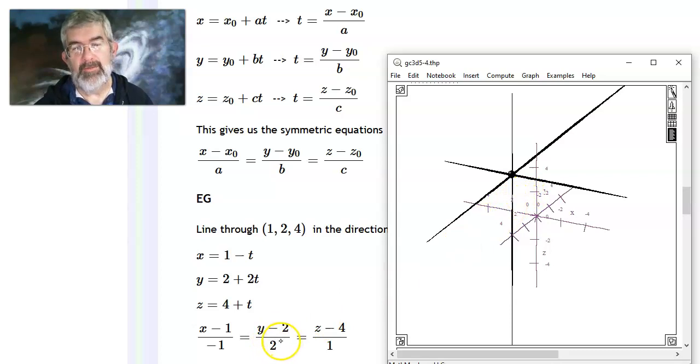Take any pair of these, the y and the z, or the x and the z, or the x and the y, you're describing a plane. Take 2 of those pairs, and you're describing the line of interest. These are called the symmetric equations for a line.